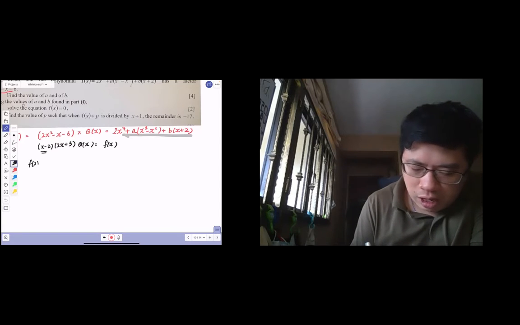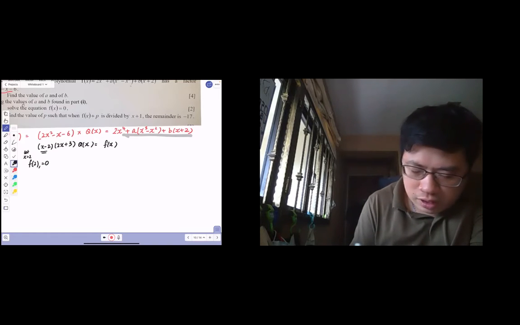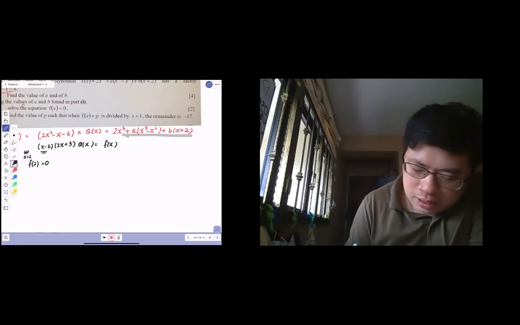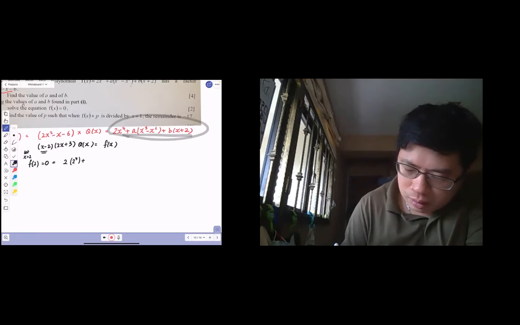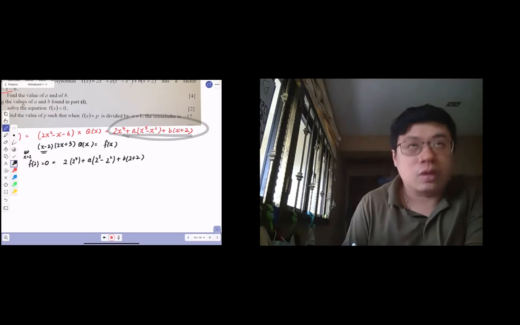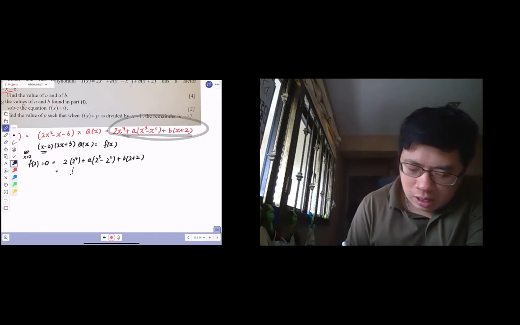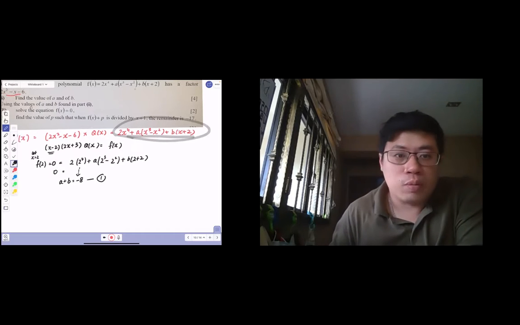We can take f and substitute x equals 2, then f(2) should give us 0. It means that if I take my f(x) here and substitute x equals 2, I get 2(2 to the power 4) plus a(2 cubed) minus 2 squared plus b(2) plus 2. I'll leave you to simplify this. This will eventually give you a plus b equals minus 8. You can pause the video at this moment just to work it through.